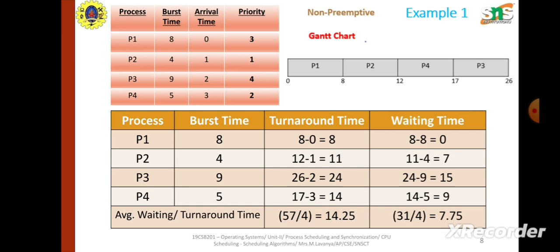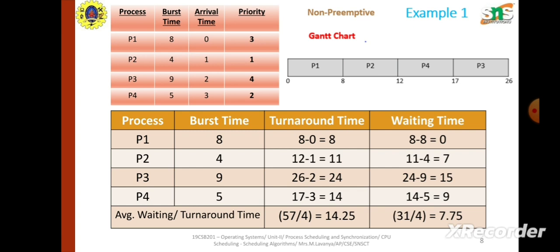By using this Gantt chart, we will be finding the turnaround time and waiting time. Turnaround time, what is the formula? Turnaround time equals completion time minus arrival time. It is the formula for calculating turnaround time. So for process P1, its completion time is 8 milliseconds minus its arrival time 0 equal to 8 is the turnaround time of process P1.